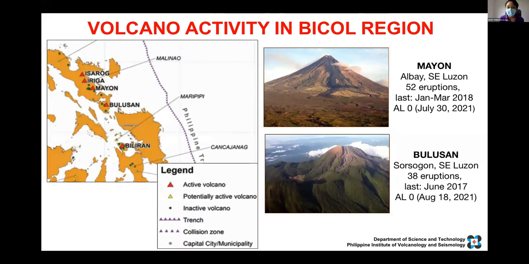Para naman po sa Bicol Region, meron po tayong apat na vulkan na binabantayan. Ang Isarog, Iriga, Mayon at Bulusan. Ang Mayon ay matatagpuan natin sa probinsya ng Albay na naka-alert level 0 sa ngayon at huling pumutok noong January to March of 2018. At ang Bulusan Volcano naman po ay matatagpuan sa probinsya ng Sorsogon na sa ngayon po ay naka-alert level 0. Huli naman po itong pumutok noong June 2017.